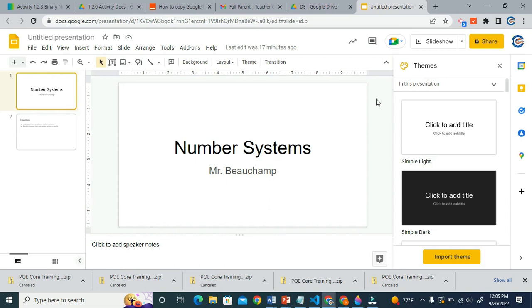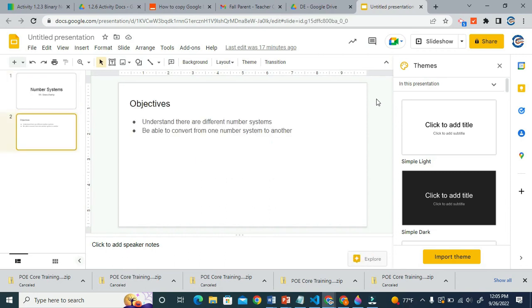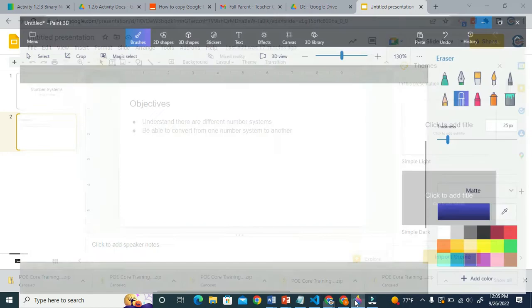About number systems. The objectives for today are simply going to be to understand that there are different number systems and be able to convert from one number system to another.